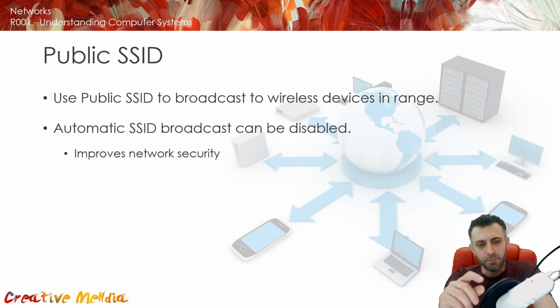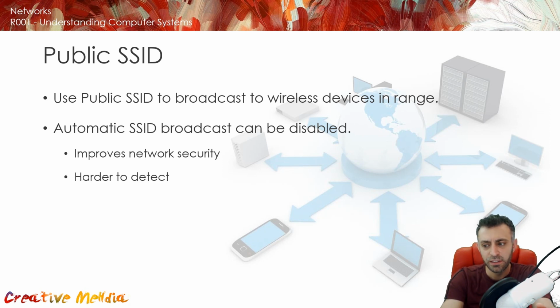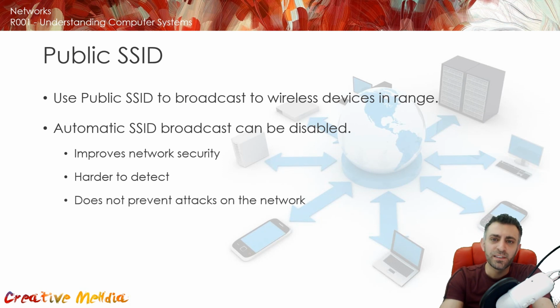But if you want to disable this so that only people who know what the exact SSID is can discover your wireless network. By default, anyone can see what the SSID is. If you hide it and it's not public, you have to tell people what the SSID is. If you hide it, obviously that will improve the network security. It is harder to detect, but it doesn't make it bulletproof. That means it does not prevent attacks on the wireless network.